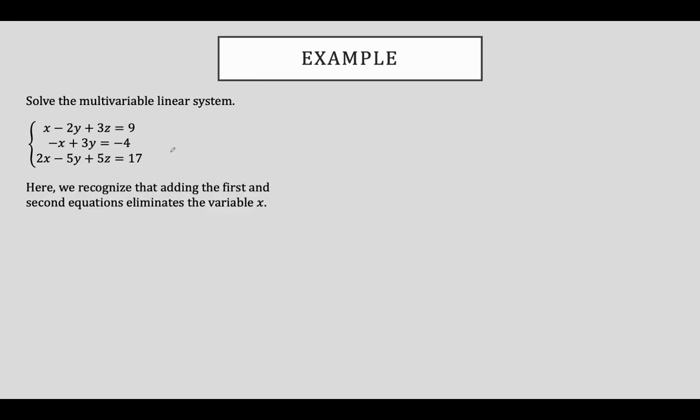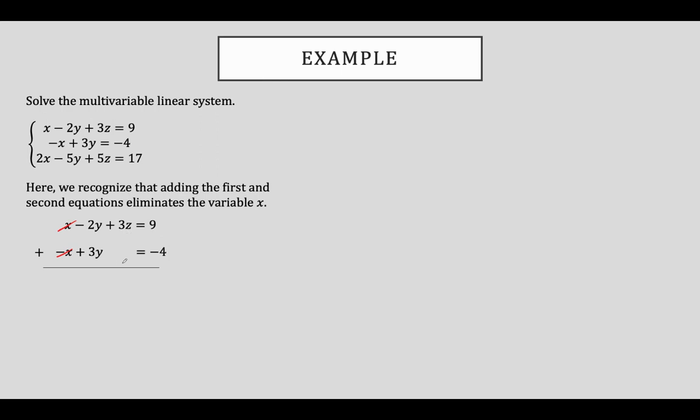By adding these two equations together, we can eliminate the variable x. x minus 2y plus 3z equals 9. There's my first equation. Plus my second equation, negative x plus 3y is equal to negative 4. Notice x plus a negative x, those are going to add to 0. Negative 2y plus 3y is going to give me y.